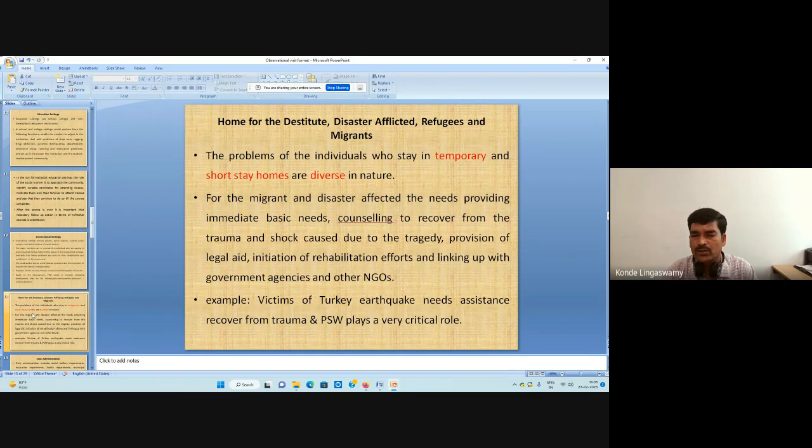Provision of legal aid in Syria and other countries after the ISIS movement, and initiation of rehabilitation efforts and linking up with government agencies and other NGOs. For example, victims of the Turkey earthquake need assistance to recover from trauma, and the professional social worker plays a very critical role.